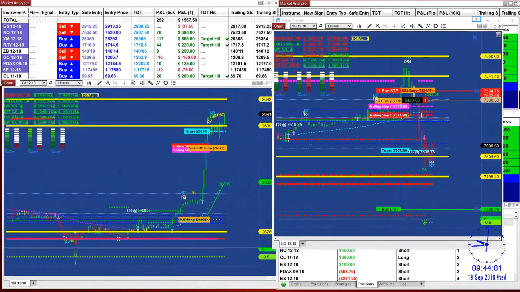And so right now we have a new entry signal. It's a 9:13:25 entry price. 2908 is your target.